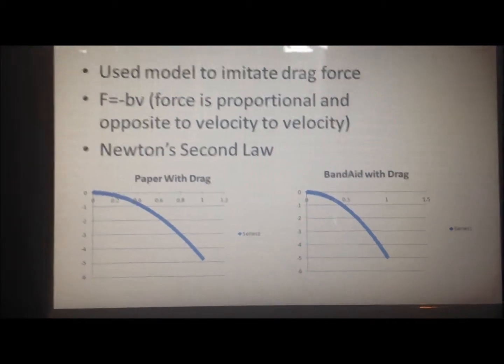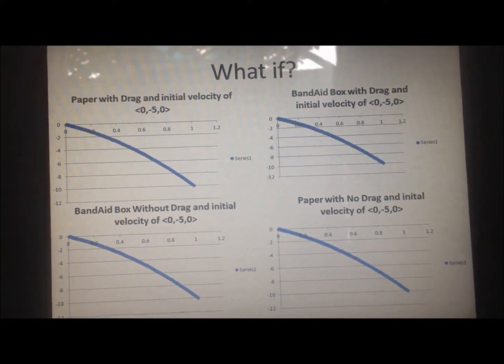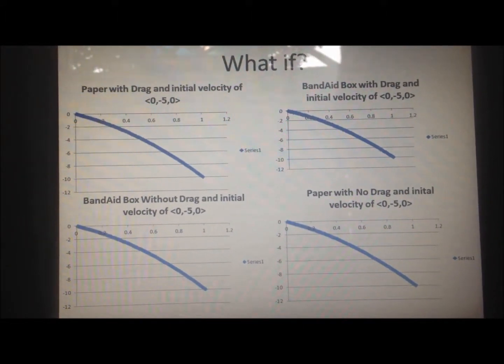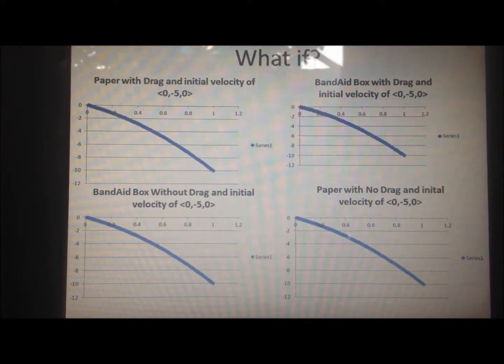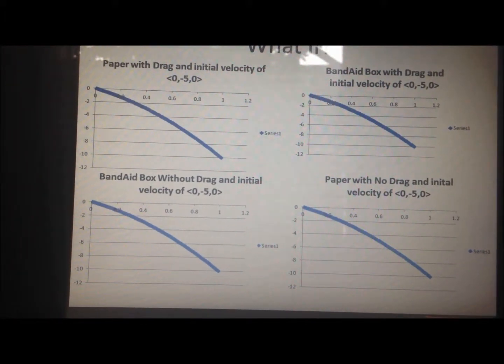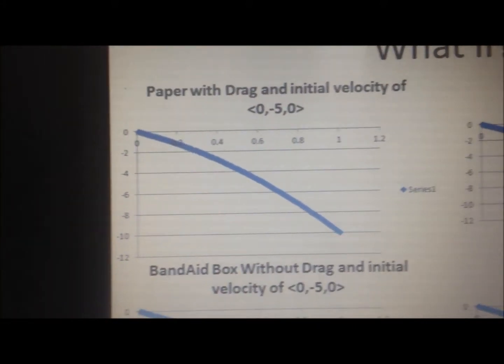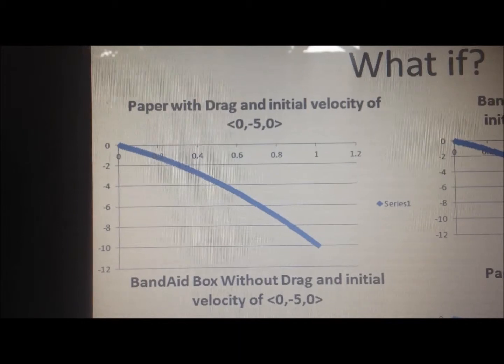So, what if my Band-Aid box dropped slowly? We used a model to examine the object's velocity as a function of time in the case where the object is thrown downward initially instead of dropped from rest. In this way, it'll have an initial velocity of -5 in the y direction.